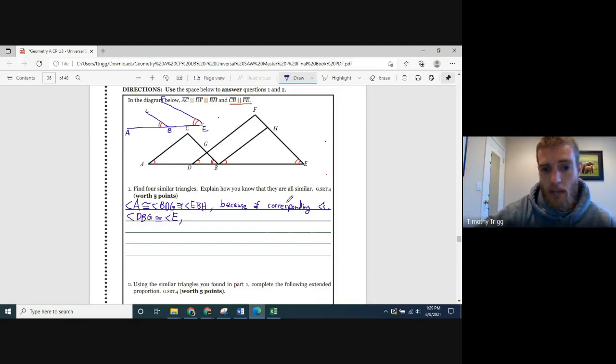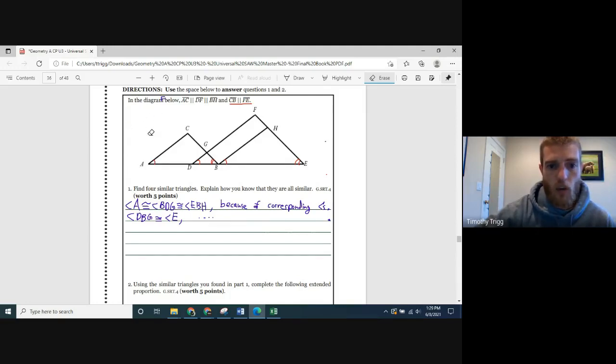And again, it's because of corresponding angles. So make sure you finish the sentence here, because of corresponding angles, just like how we did here. Okay, so I'm going to put dot, dot, dot, but you'll go ahead and complete that in words, because of corresponding angles. So now what do we have? We have our 4 triangles, which I showed you before.